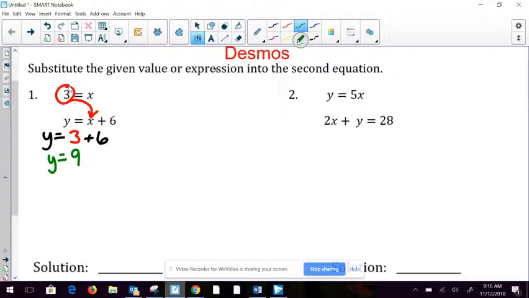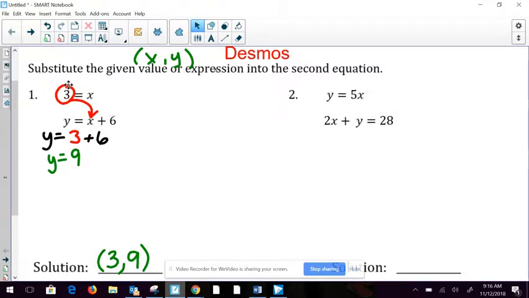The final thing you do need to do is write your solution. Just like previously, when you graphed your lines, you had to write your solution as a point. We're going to do that as well. Remember, our points always go x comma y. So my x value, lucky me, was given, 3. My y value is 9, and so that is my solution. You can always go back and double check your graphing for these.